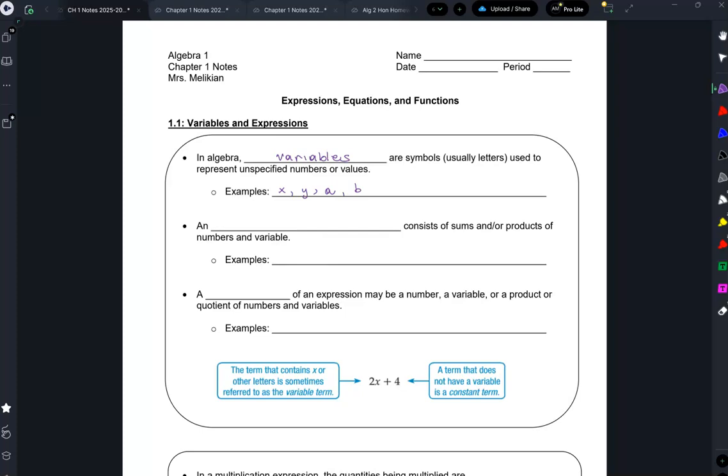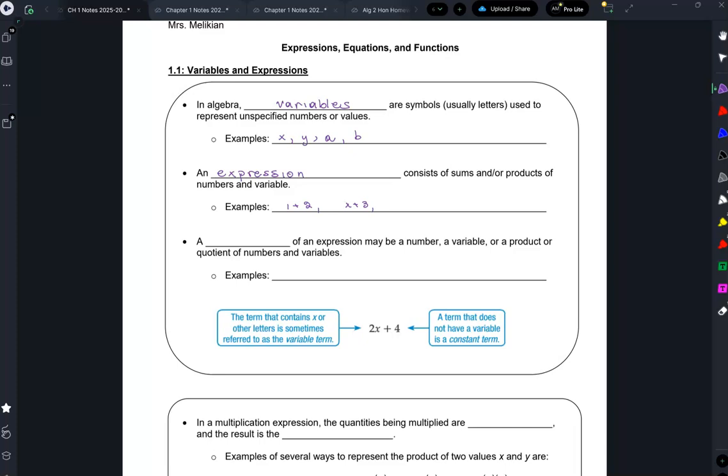Now, an expression consists of sums and/or products of numbers and a variable. So for example, if you have 1 plus 2, that's an expression. Something plus or minus something else. If you have x plus 3, that's an expression. Something plus something else.